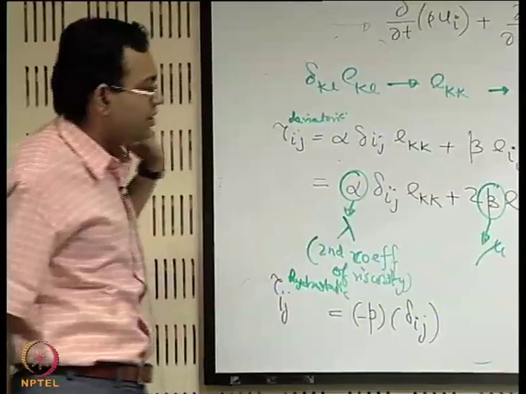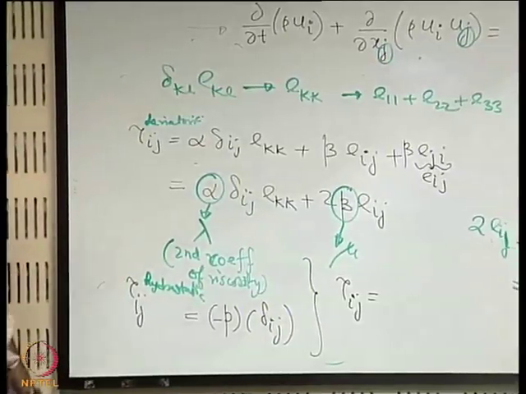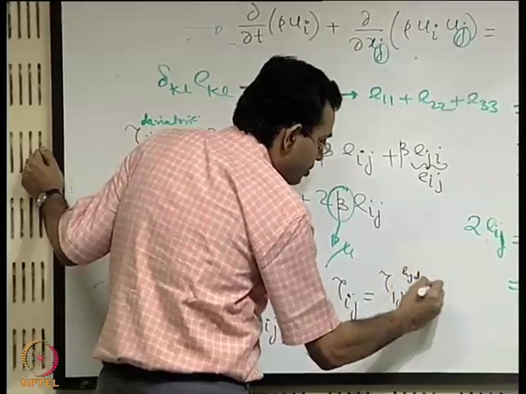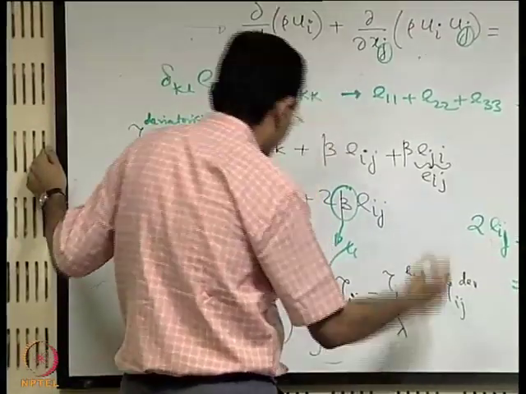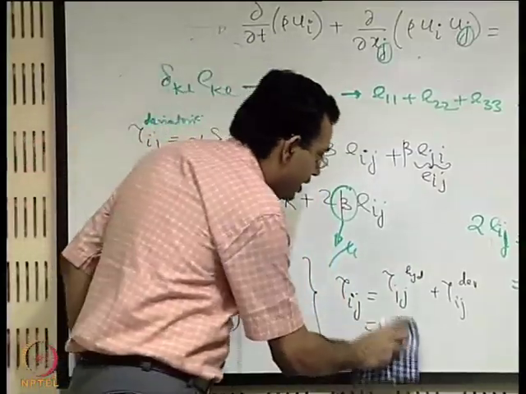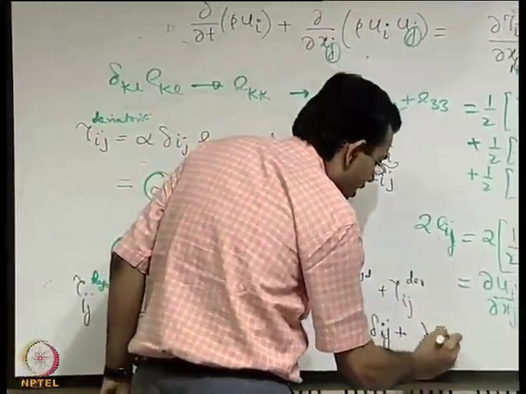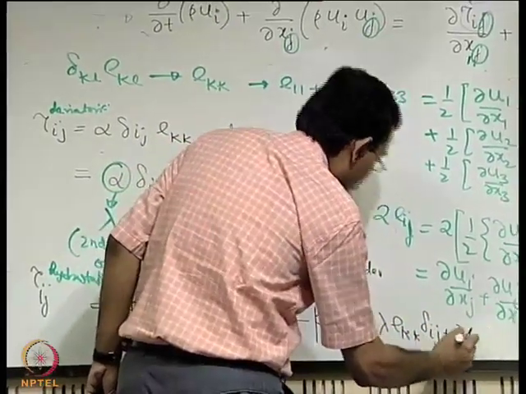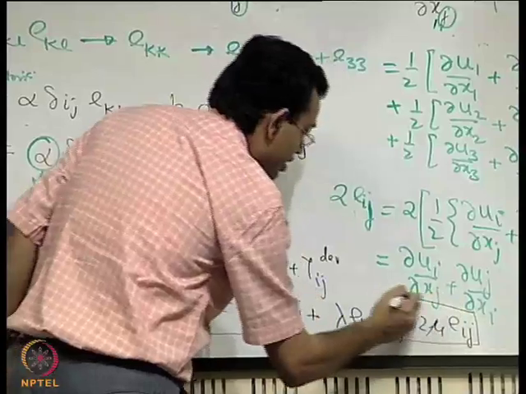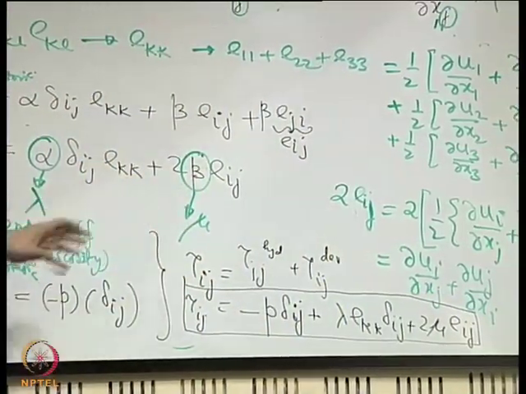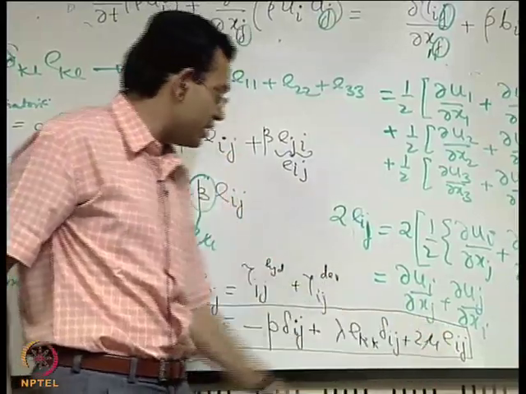Okay? So, you come up with the final form where the tau ij total is tau ij hydrostatic plus tau ij deviatoric. So, what is that? First let us write the hydrostatic, minus p delta ij, plus lambda into E kk into delta ij, plus 2 mu E ij. That is the tau ij. So, we have come up with an expression for constitutive behavior. What are the unknowns here? E ij has velocities as unknowns, because it is written in terms of gradients of velocities. So, you have velocities and you have pressure.